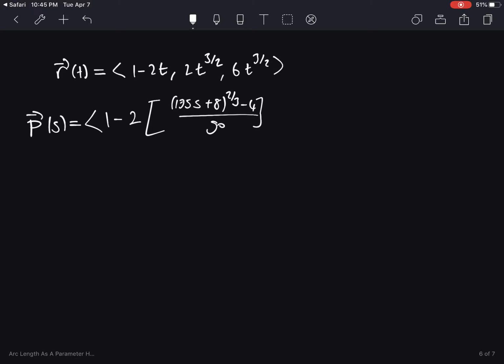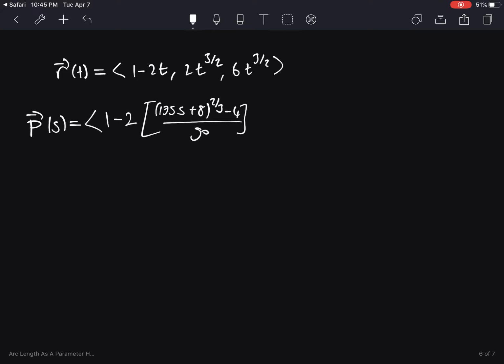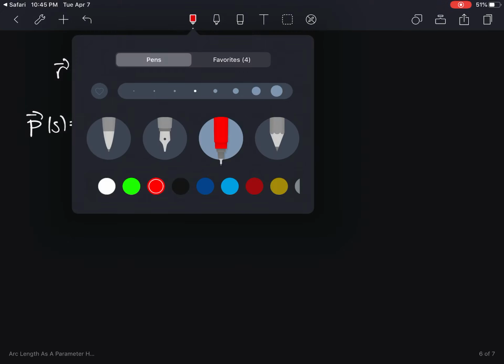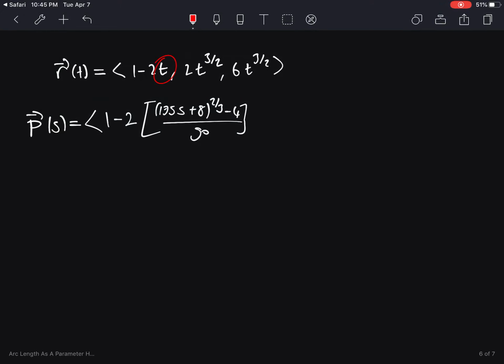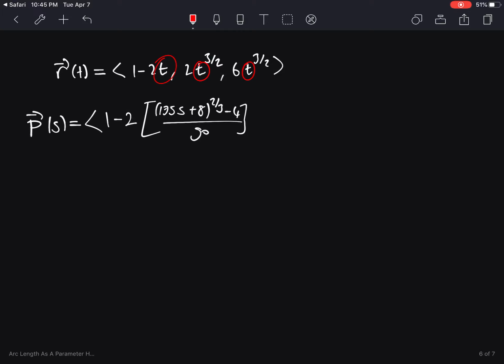Okay, so let's move this closer and then move this thing to here a little bit. So this is the first coordinate. We replace this t here with the given function there, and we will do the same thing for these t's here as well. So this will give us the arc length parameterization because s was the arc length function.